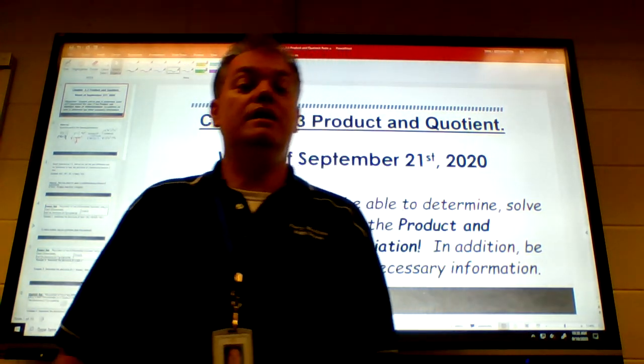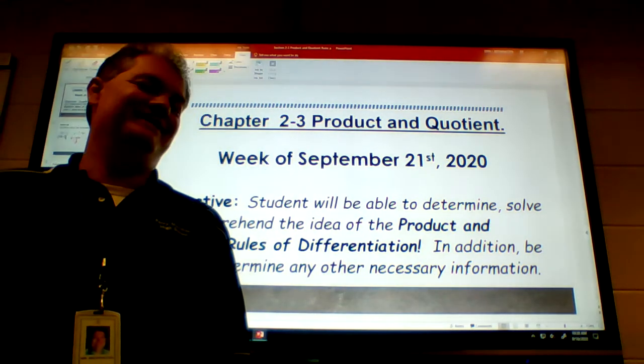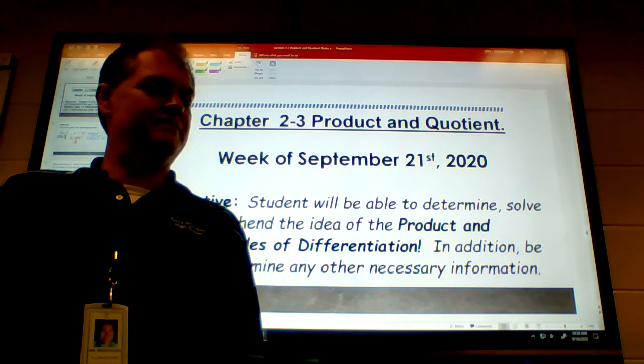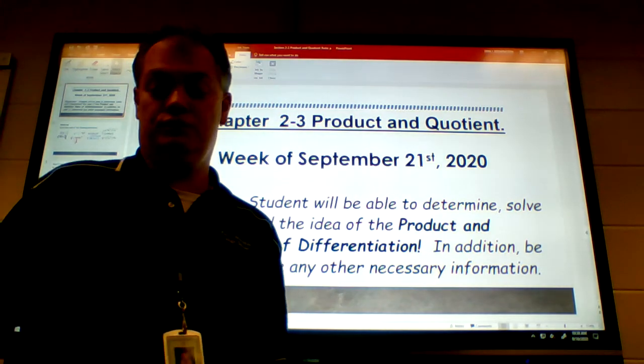Okay, in section 2.1, we talked about the formal limit process. I know you love doing all that. In section 2.2, we talked about the shortcut process. So in section 3, we're going to focus on the product and quotient rules.